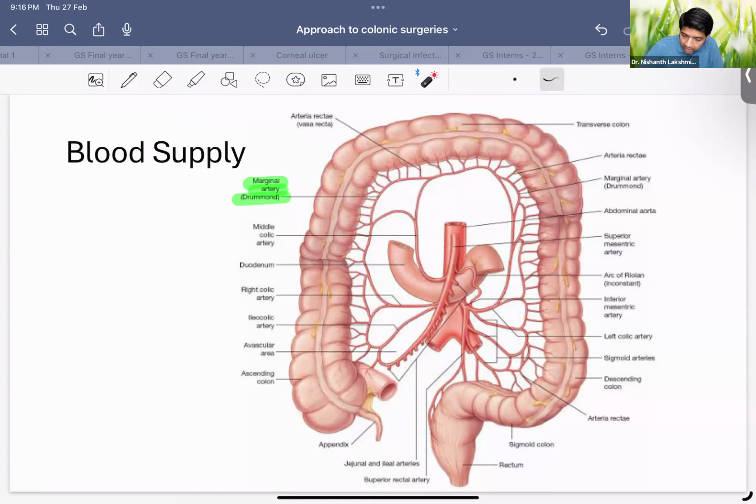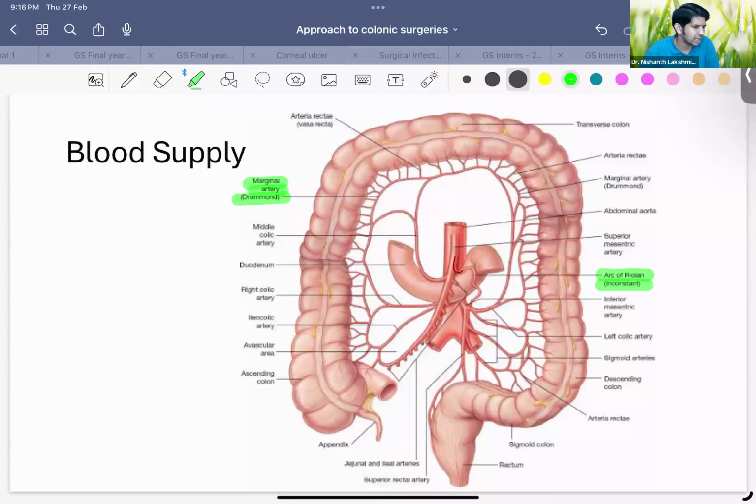And there is another important vascular structure called as arc of Riolan. Can you see the small vessel which is coming? Now, this is a communication between the superior mesenteric and the inferior mesenteric artery. This is called as the arc of Riolan. Now, can anyone tell me what is the importance of this arc of Riolan?